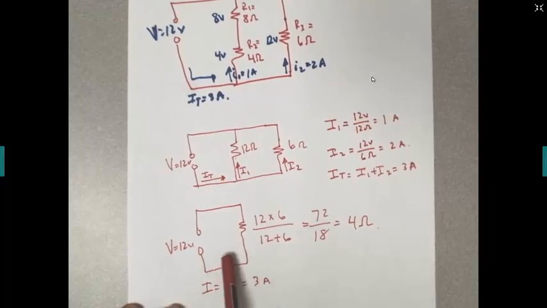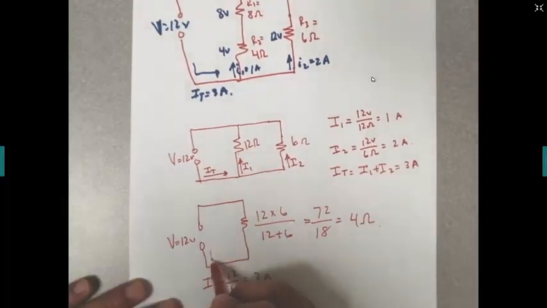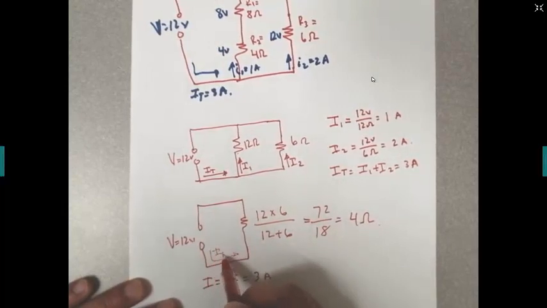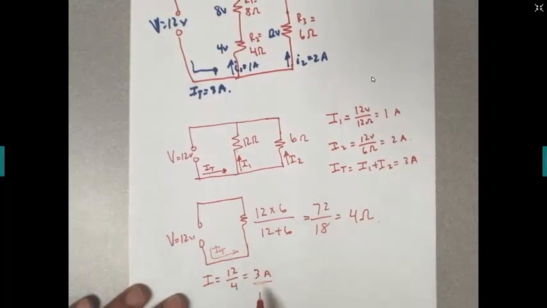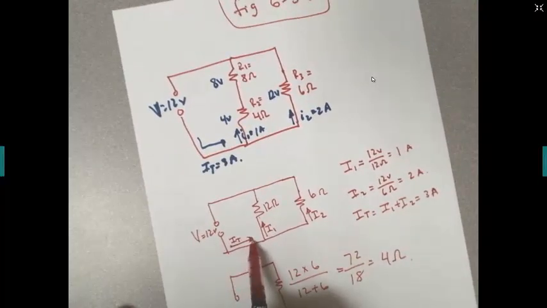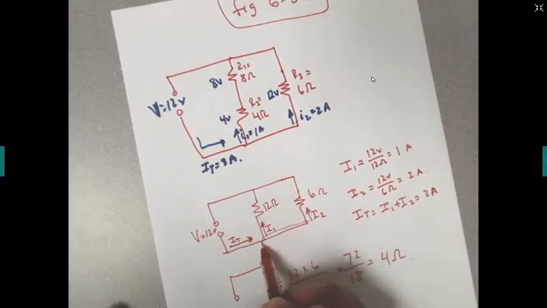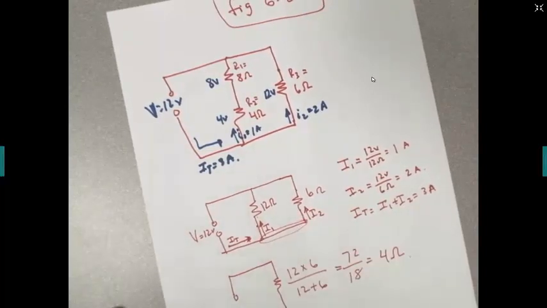Okay? So now once we have the equivalent resistance and we have the total voltage applied to the circuit, we can just divide the voltage by the resistance, and that will give you the total current that flows into the circuit. So 12 divided by 4 equals 3 amps. Now in here we have 3 amps coming in because that's the total current, but when it gets to this point of connection right here, it splits between this branch and this other branch.